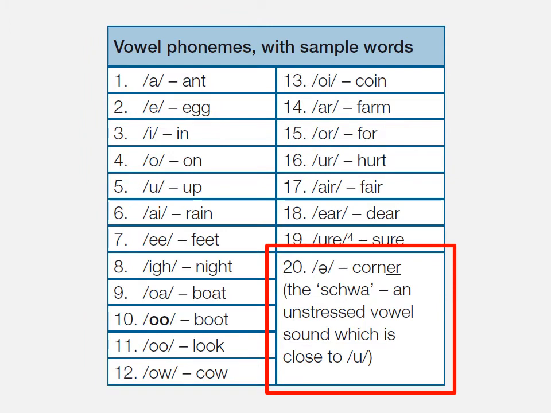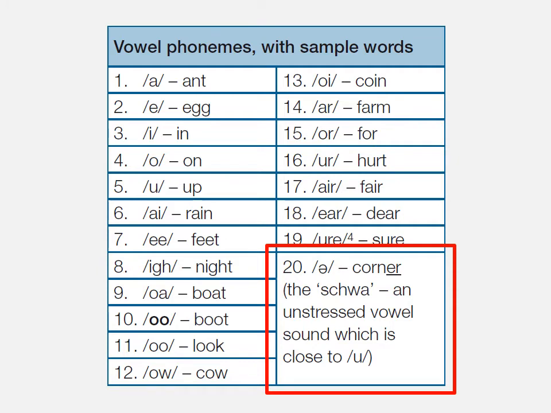One last vowel sound is the schwa. And the schwa is the most common vowel sound in English. It's the sound as in "corner" and "the". And it's written using an upside down E, which is from the phonetic alphabet.